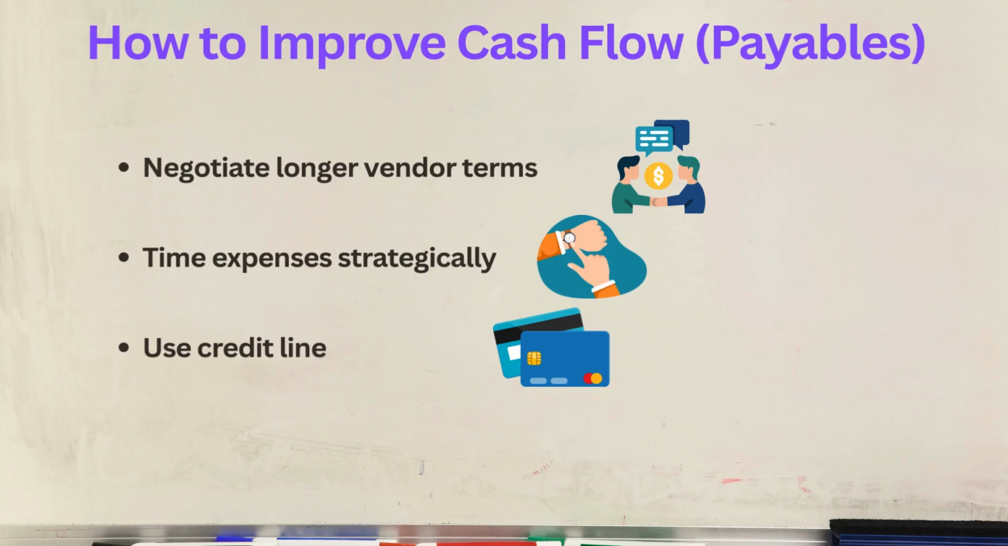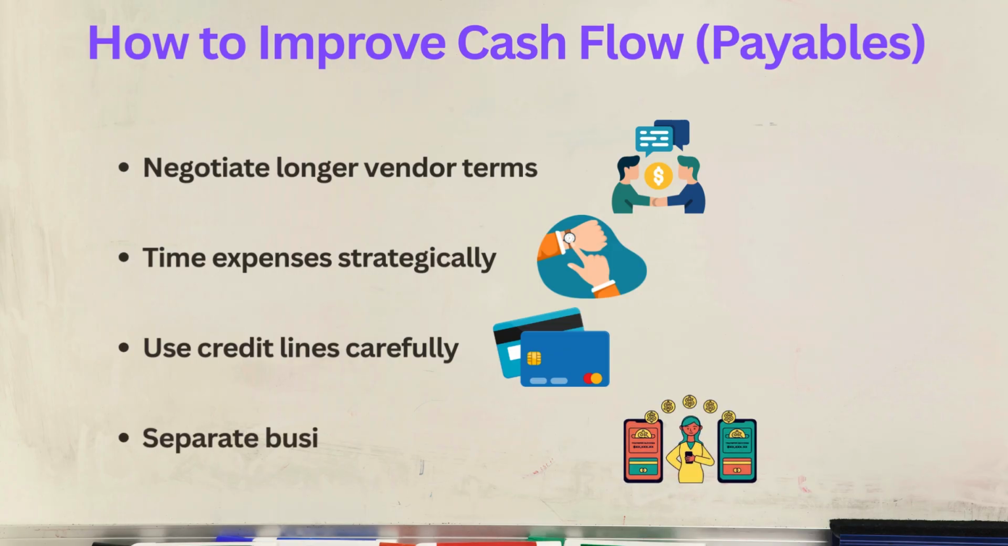Using a business line of credit can also help smooth cash flow gaps. Just be careful. It's a tool, not a crutch. Ideally, you borrow short term and pay it back quickly, not rely on it to fund your entire operation. And lastly, always keep business and personal expenses separate. Mixing the two makes it harder to see where your money is going, and it often results in cash slipping through the cracks. Controlling outflows is just as important as boosting inflows. Together, they put you back in control of your cash position.